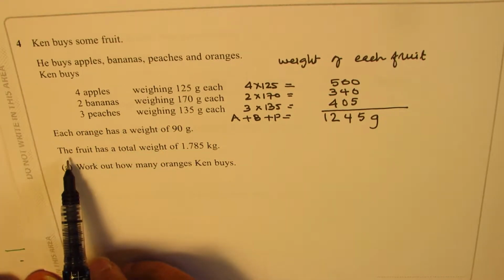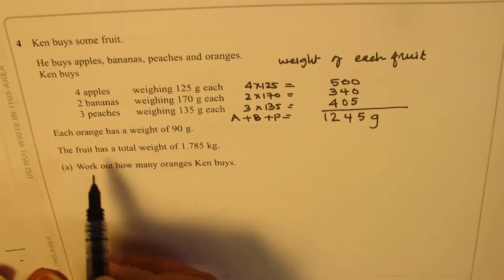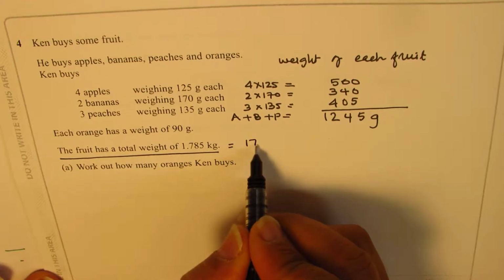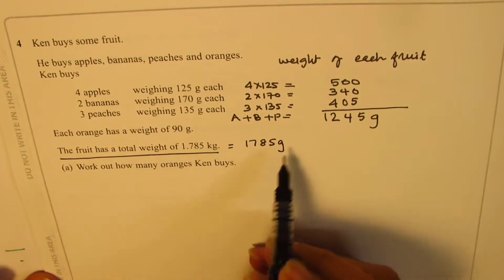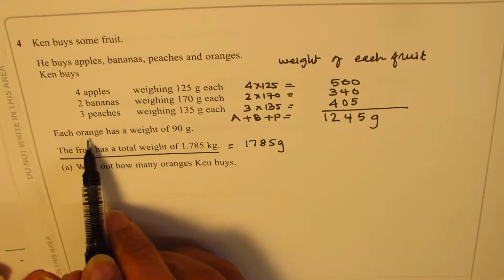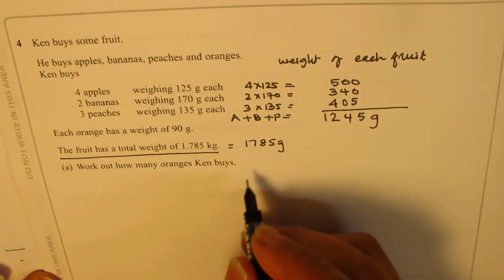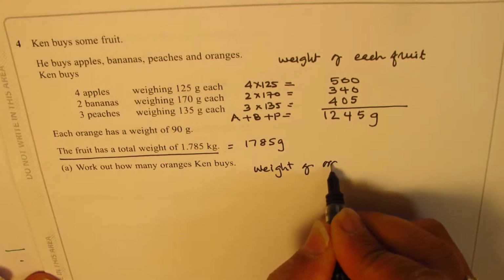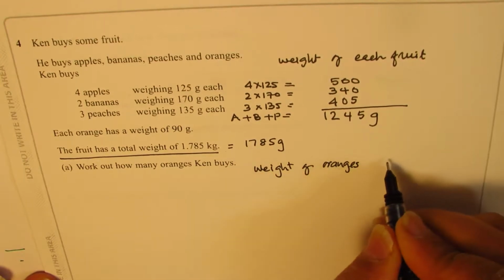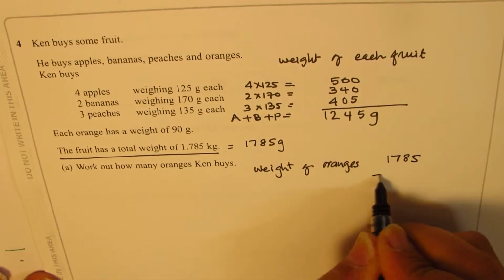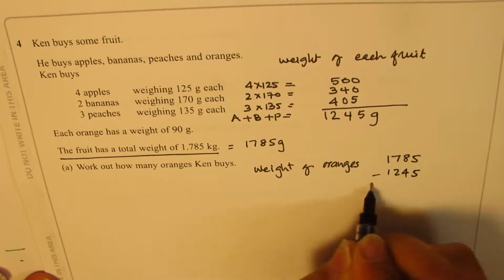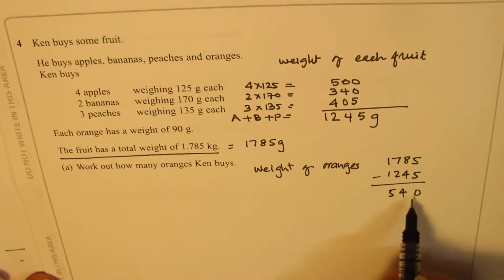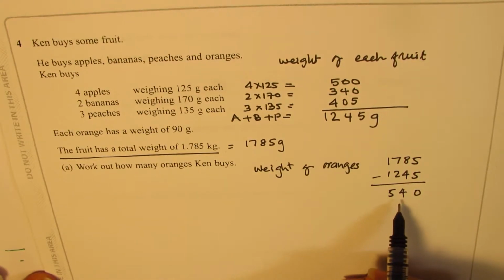Now we are also given that the fruit has total weight of 1.785 kg, that is 1785 grams. Now from here we can find how much the oranges weighed, right? So we can say the weight of oranges will be, from the total, which is 1785, take away 1245, correct? So the number which we get here gives you the mass or the weight of oranges.